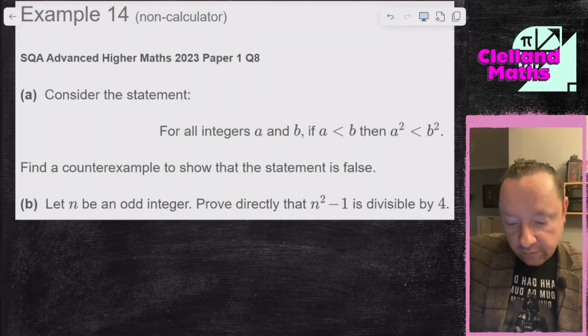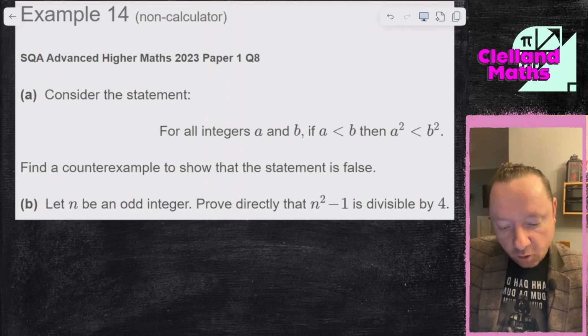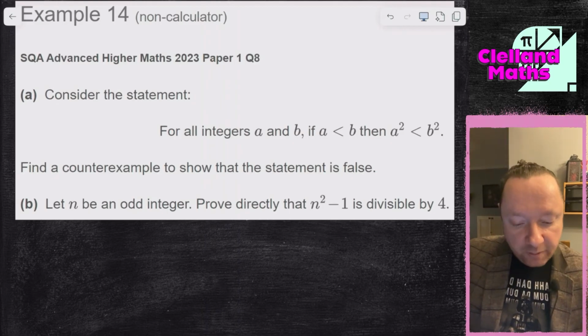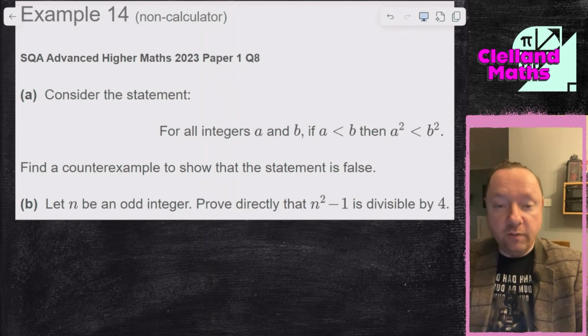Example 14, SQ Advanced Maths 2023, Paper 1, Question 8. Part A. Consider the statement for all integers a and b, if a is less than b, a squared is less than b squared. Find a counterexample to show that it is false. And then part B. Let n be an odd integer. Prove directly that n squared minus 1 is divisible by 4. Let's deal with these separately then.